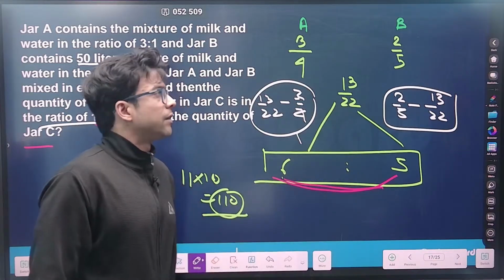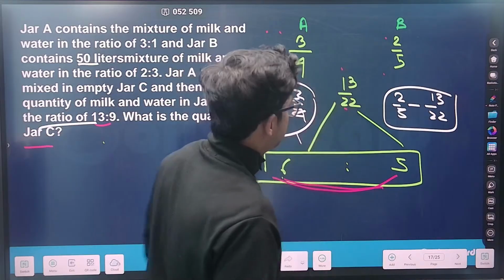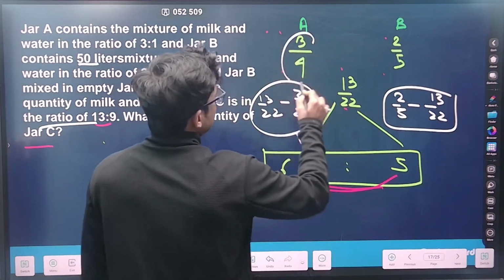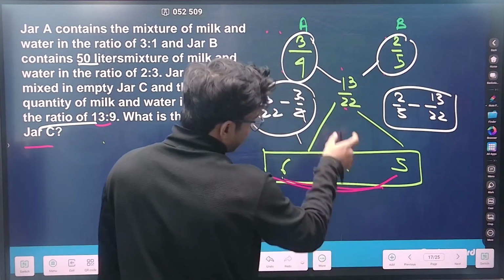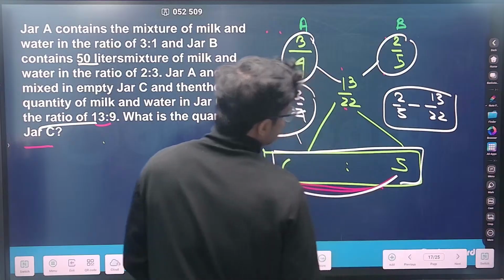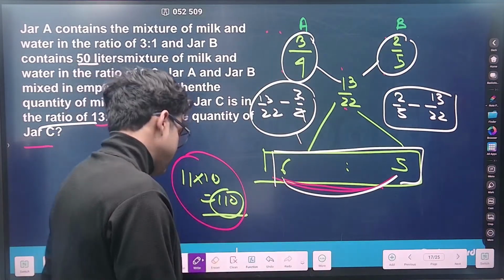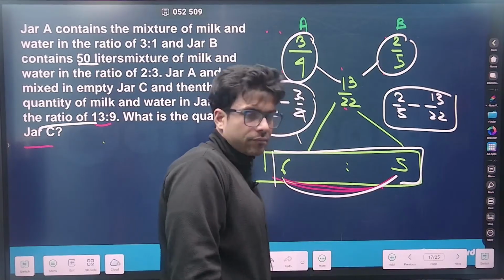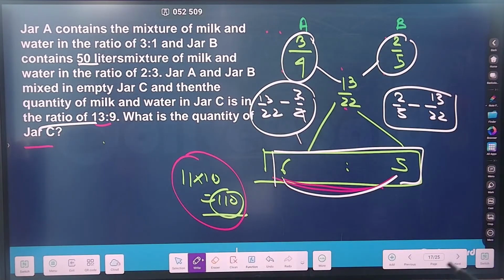The quantity of jar C is 6 plus 5, 11. You are mixing jar A and jar B to get a resultant jar C. See everyone what I'm saying? So the ratio of jar C will be 6 plus 5, 11. So the answer would be in terms of 11, which is 110. I hope you understood. This is one of the ways of thinking, everyone.